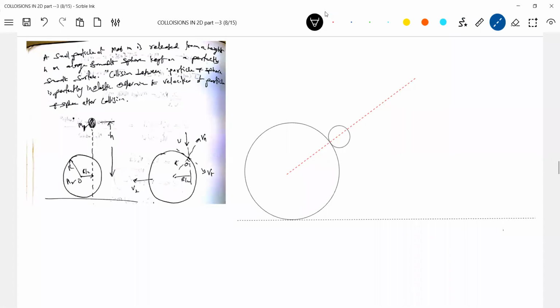Just before collision, this will fall and I touch. So it will have here a speed u. And then how will the impulses act here? The impulse on the sphere will act in this direction, and the impulse on this particular small particle of mass m1 will act in this direction.